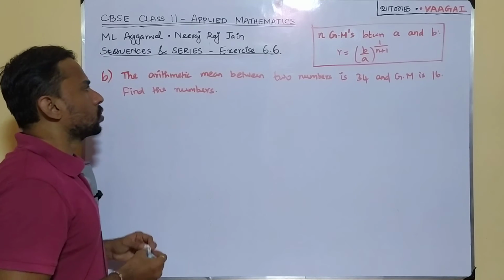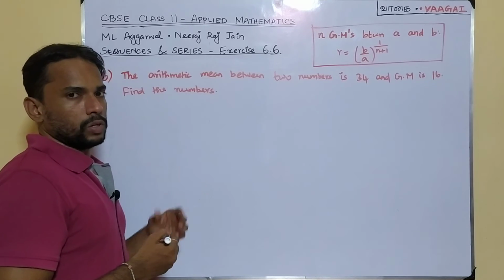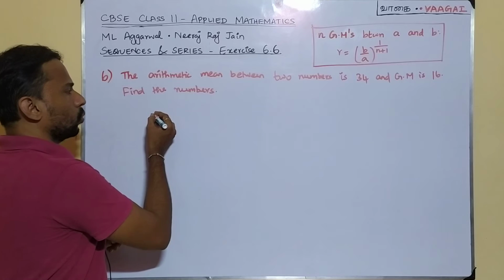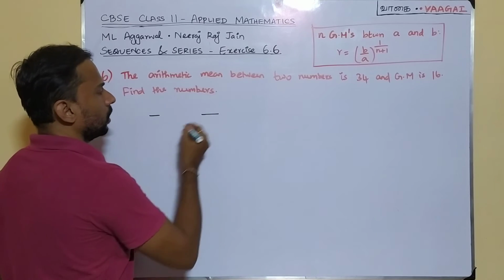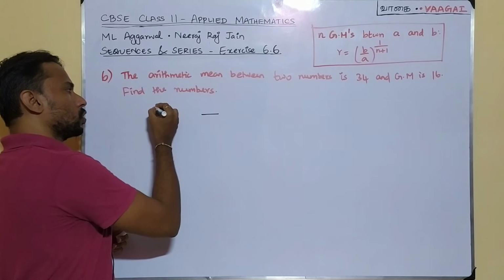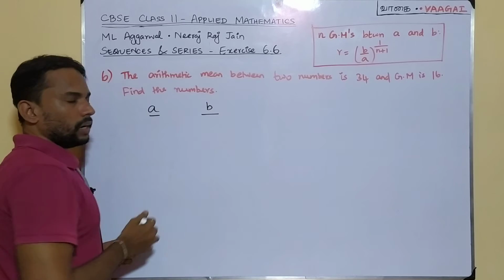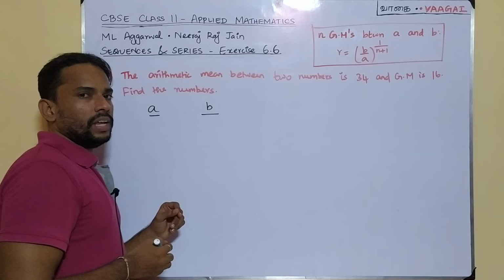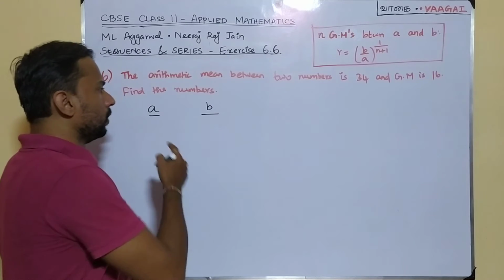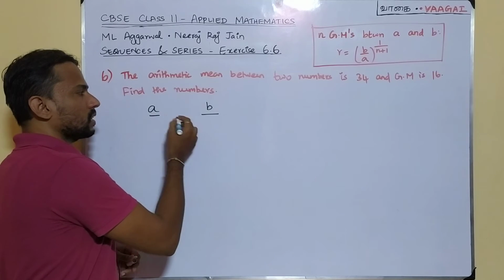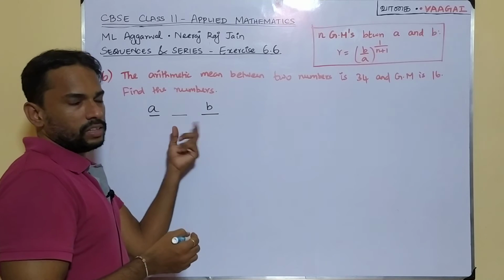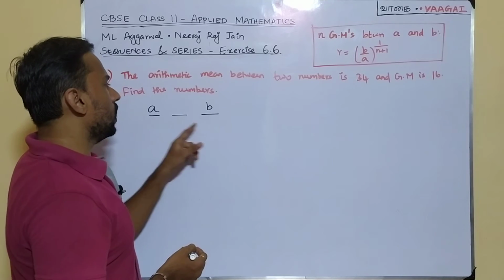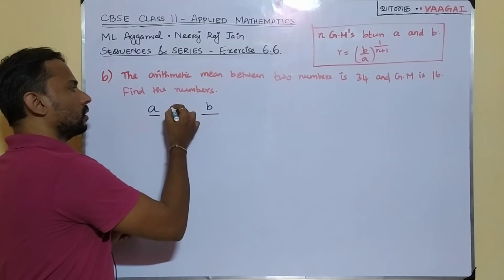Coming to the question, there are two numbers. We don't know what the two numbers are. Here is a number, here another number. We'll take those two numbers to be A and B. For these numbers A and B, you are finding the arithmetic mean. The arithmetic mean of these two numbers will be somewhere between them only. So between A and B, the arithmetic mean is going to be 34.